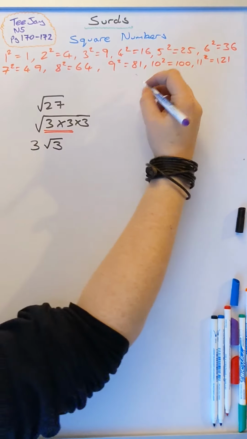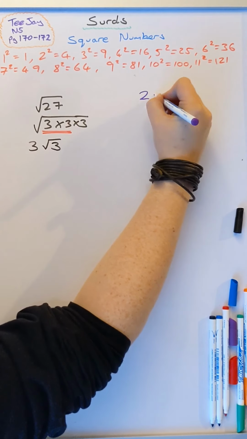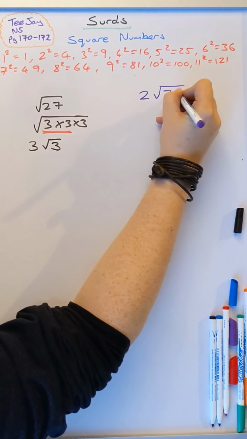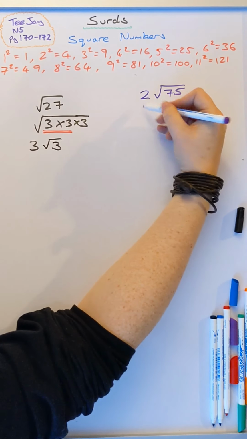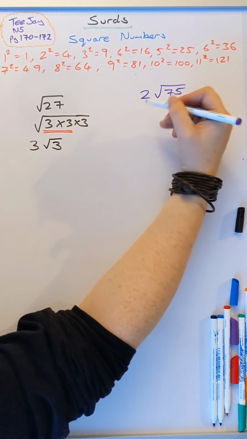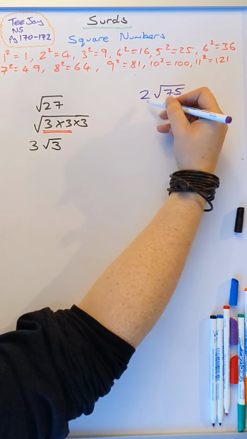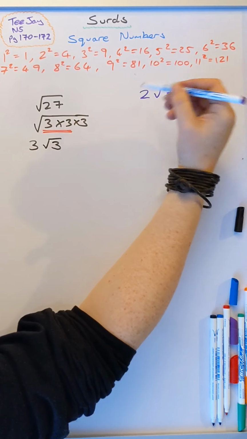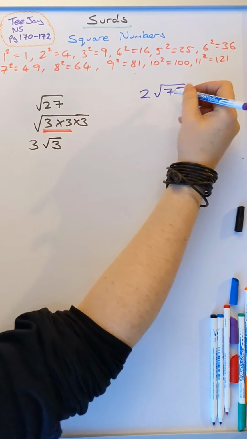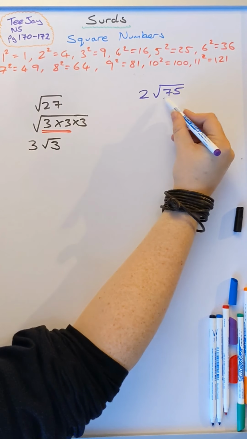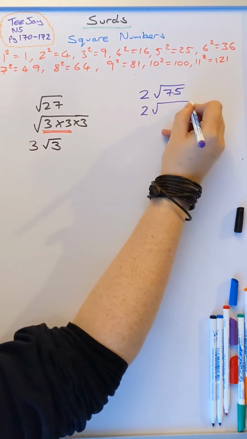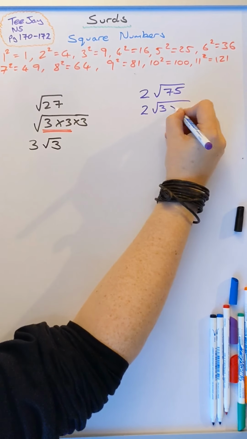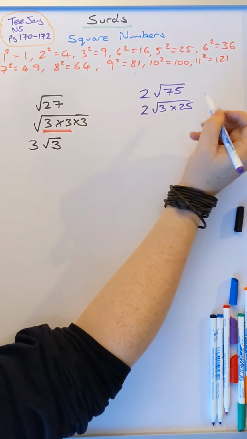If I was given 2 root 75, I've already got a number set out the front. It doesn't matter. It can stay there and we will multiply it by whatever we can pull out. So I know that 75 is 3 times 25. So I've got 2 root 3 times 25.